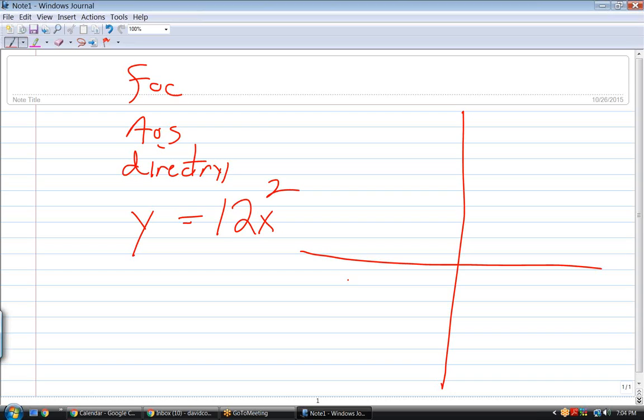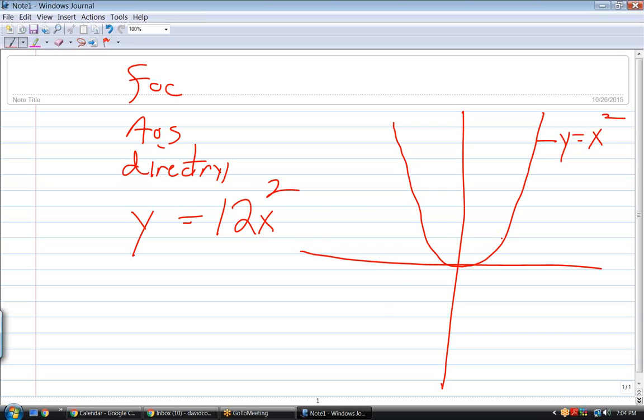The elementary equation is y equals x squared, which looks like that. What would y equals 12x squared look like relative to this curve here? It would be up 12? It's a vertical stretch of 12.